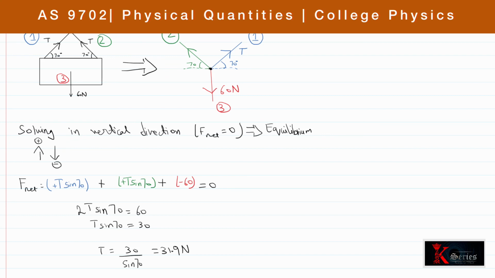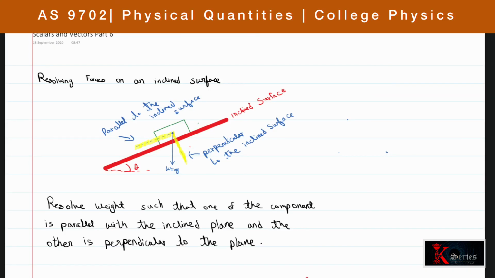The last thing from this topic that we'll go through is the resolution of forces on an inclined surface. Here we can see there is a box which is placed on a slope. In order to resolve the weight force in two directions, we need to resolve the vector, right? It says resolve weight such that one component is parallel with the inclined plane and the other is perpendicular to the plane. Here we form the two components. This one is parallel to the inclined plane, and this one is perpendicular to the inclined plane.